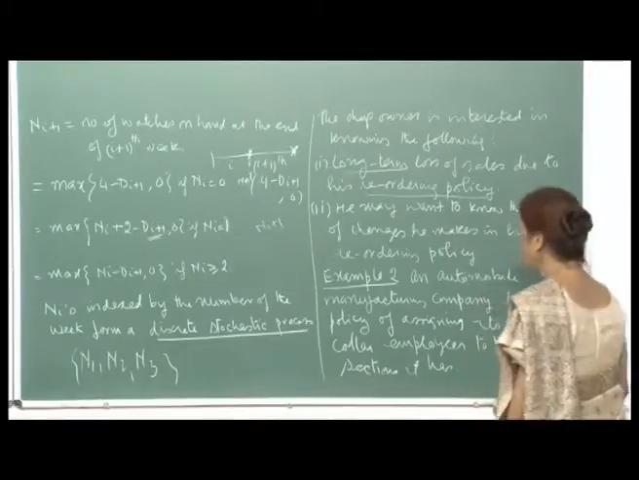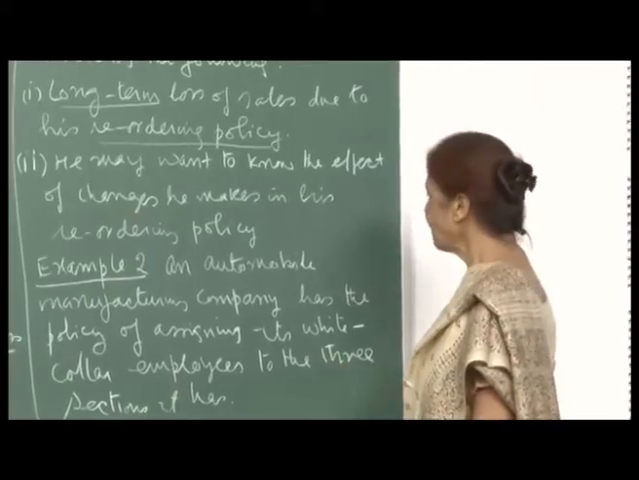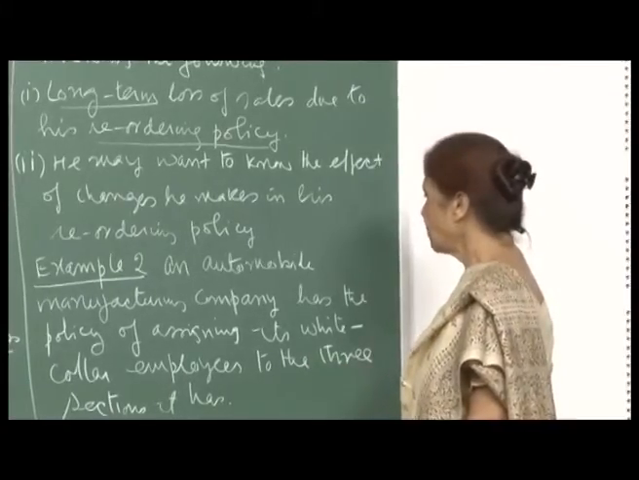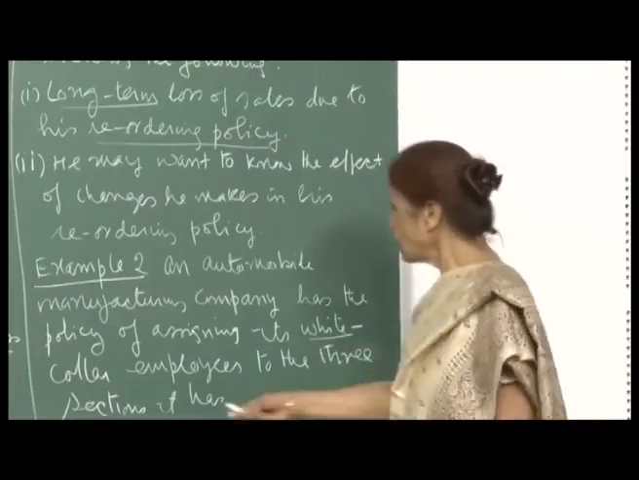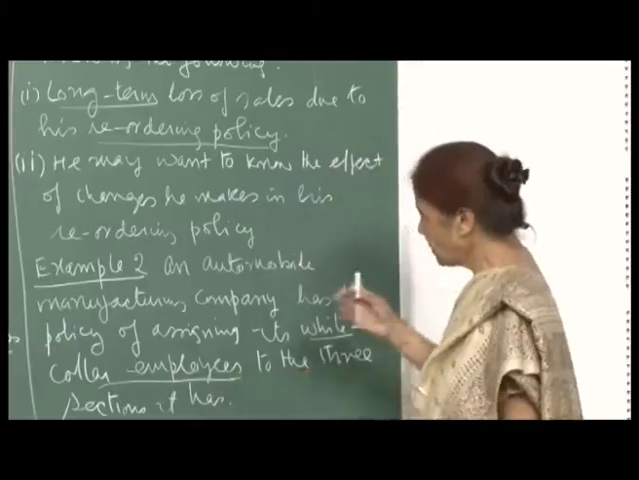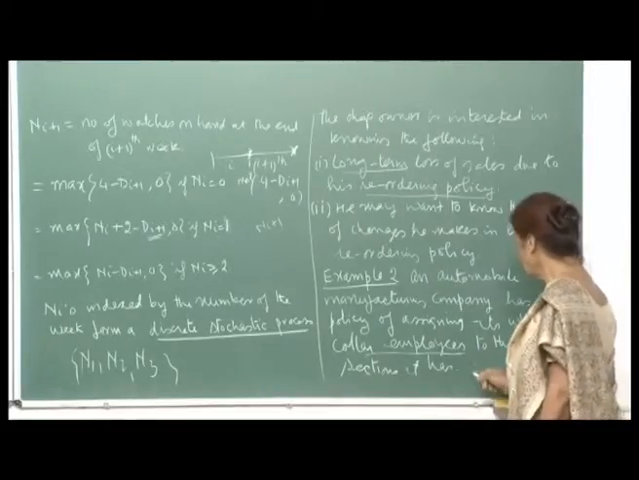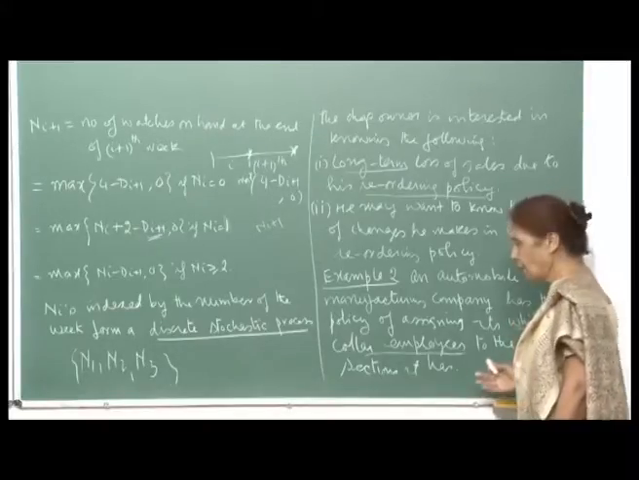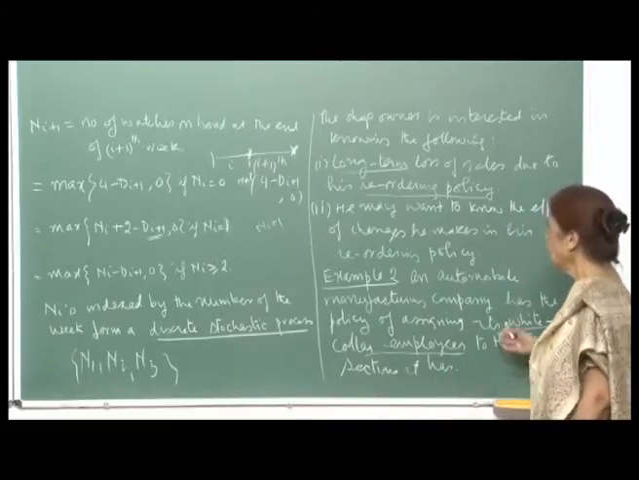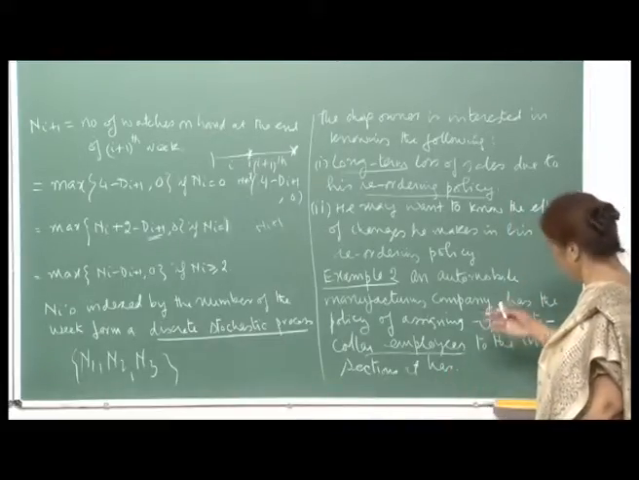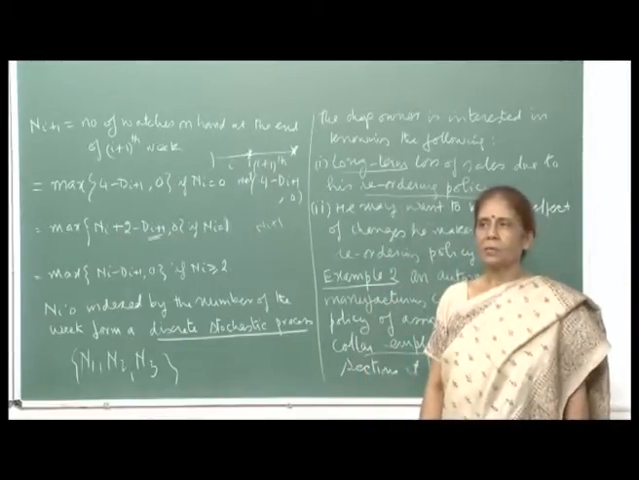Okay. Now, let us look at another example, which is probably a simpler one. So, there is an automobile manufacturing company and it has a policy of assigning its white collar employees, meaning those who work in the office, sales and so on, to the 3 sections it has. The 3 sections are production, HR, handling human resources, and sales. We will now look at this example and give you another feeling about the stochastic processes.